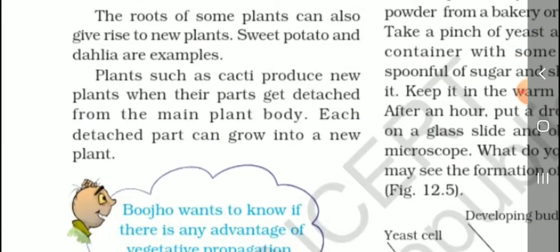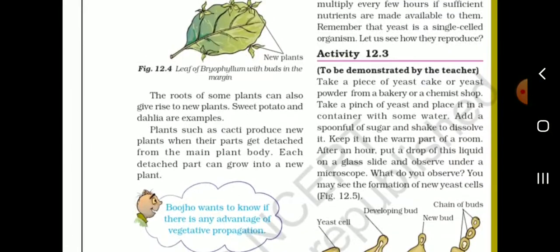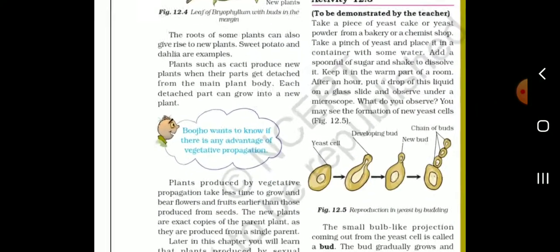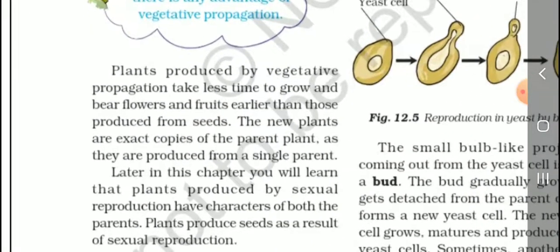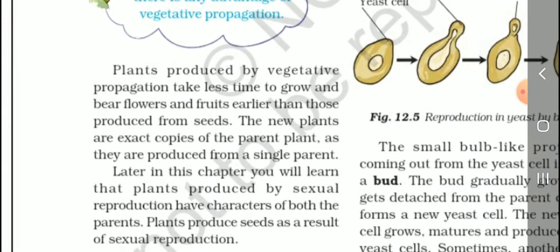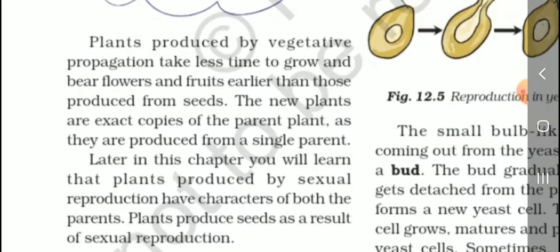Next, plants such as cacti produce new plants when their parts get detached from the main plant body. Each detached part can grow into a new plant. Plants produced by vegetative propagation take less time to grow and bear flowers and fruits earlier than those produced from seeds. The new plants are exact copies of the parent plant as they are produced from a single parent.